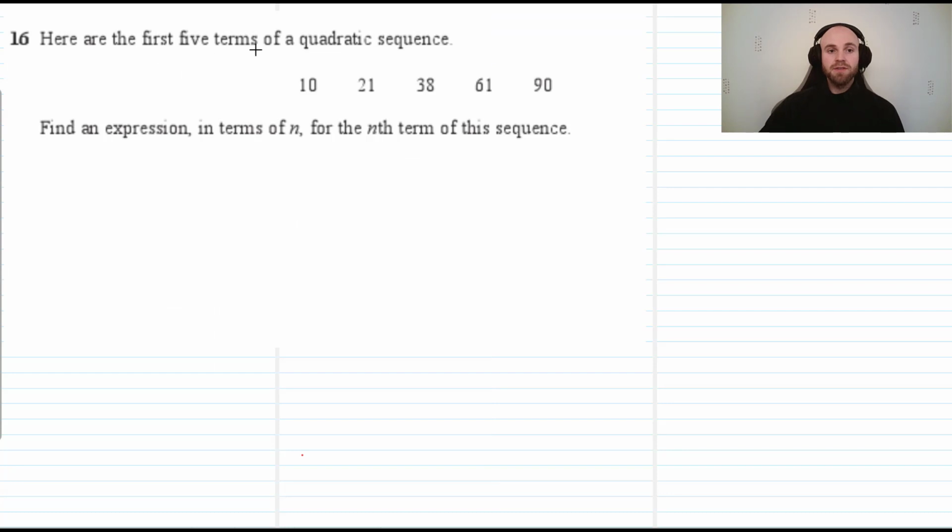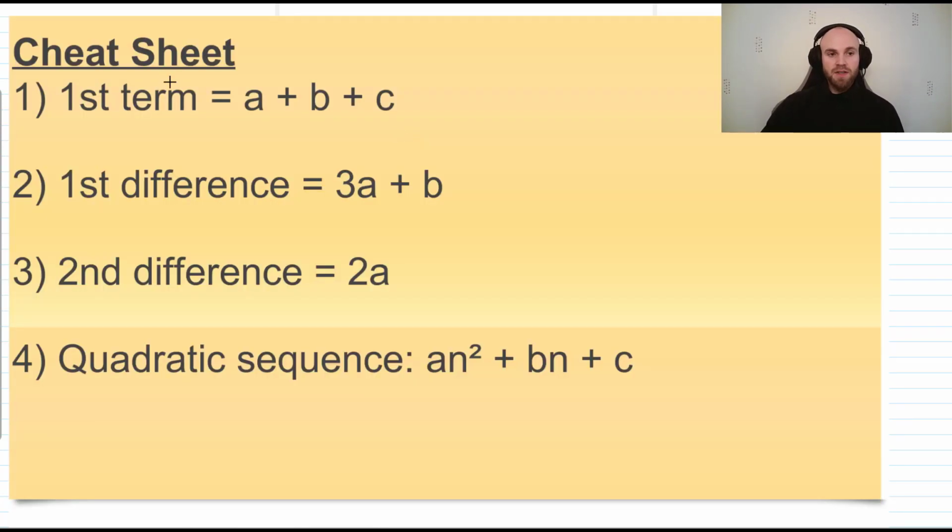Question 16. Here are the first 5 terms of a quadratic sequence. We've got 10, 21, 38, 61, 90. Find an expression in terms of n for the nth term of this sequence. So we go to the cheat sheet. There are a few ways of doing this, but this is the really easy and quick way that I like to do it.